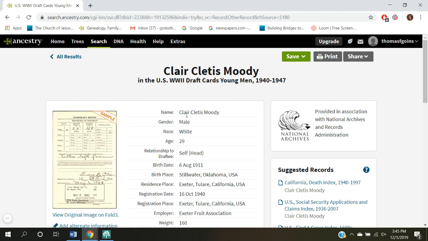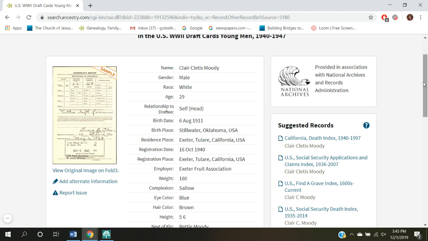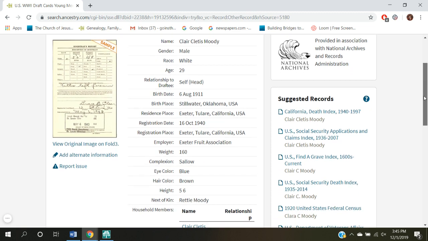Well, I see here it says Claire Cletus Moody, male, 29, and it gives us the birth date again. Tells us more about where he was born instead of just Oklahoma. Gives us the town of Stillwater. And then when he signed up for the draft here, he was actually in Tulare, California. And it says he worked for Exeter Fruit Association, which was in the town of Exeter, California.